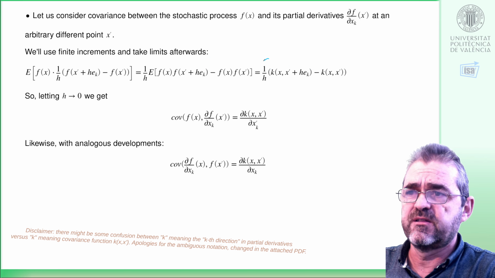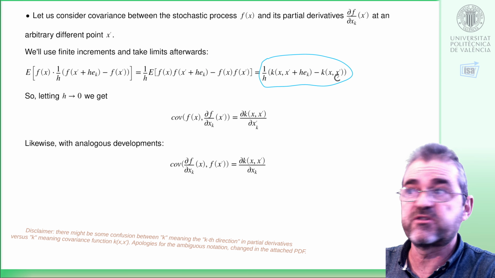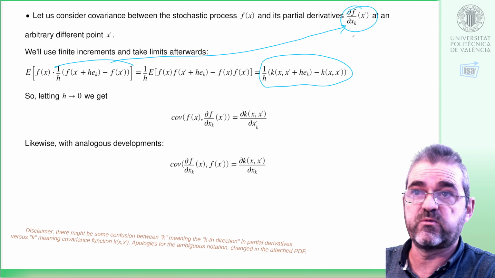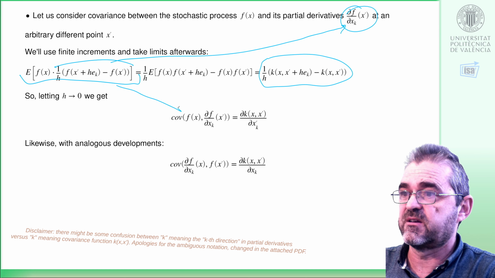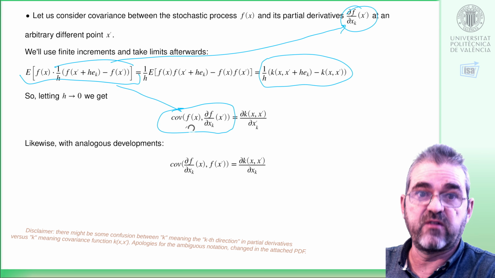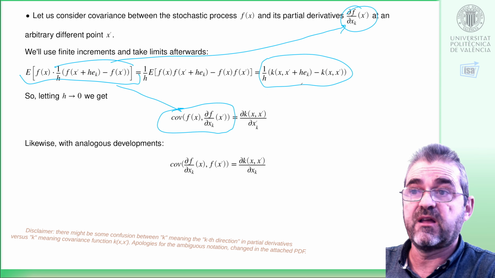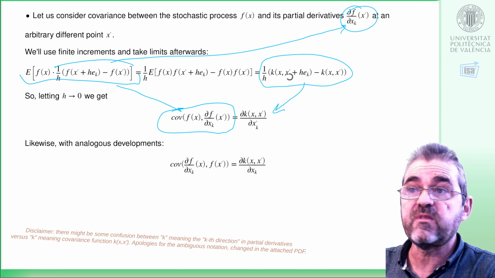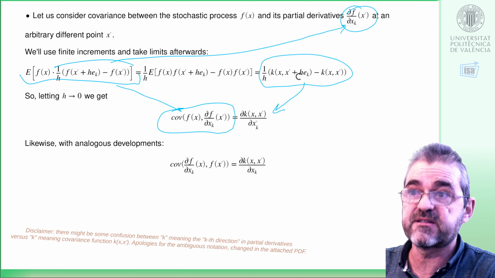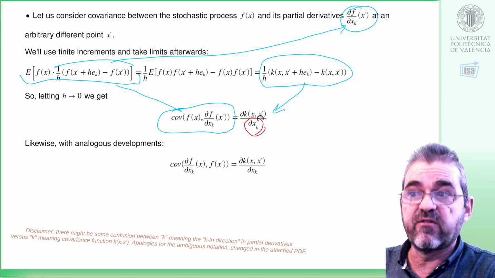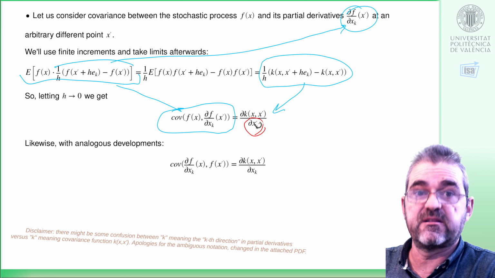Okay, but this is the finite increment formula, so when I take limits of h to 0, this thing gets converted to the covariance between f and its partial derivative, and this thing is the partial derivative of the covariance with respect to the kth coordinate of its second argument.